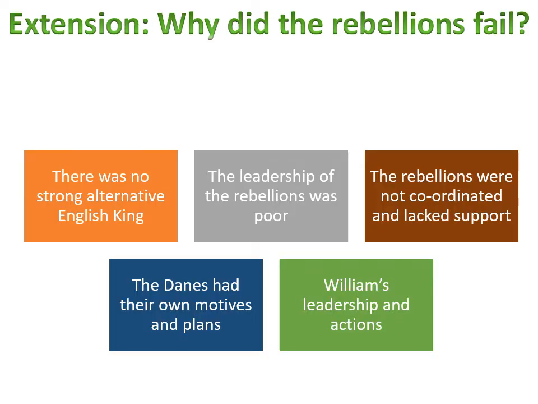So why had all these rebellions failed? Well, there's a number of reasons why they had failed. Firstly, there was no strong alternative as an English king. The leadership of the rebellions was often poor. They may have been united in wanting to rebel, but they weren't always united in their aims of rebellion. And because they weren't coordinated, they therefore lacked overall support. The Danes helped out at each of these rebellions, but they had their own motives and plans, quite often ending up being plundering treasure and going back home. And William's own leadership and actions allowed him to be successful against the rebels.